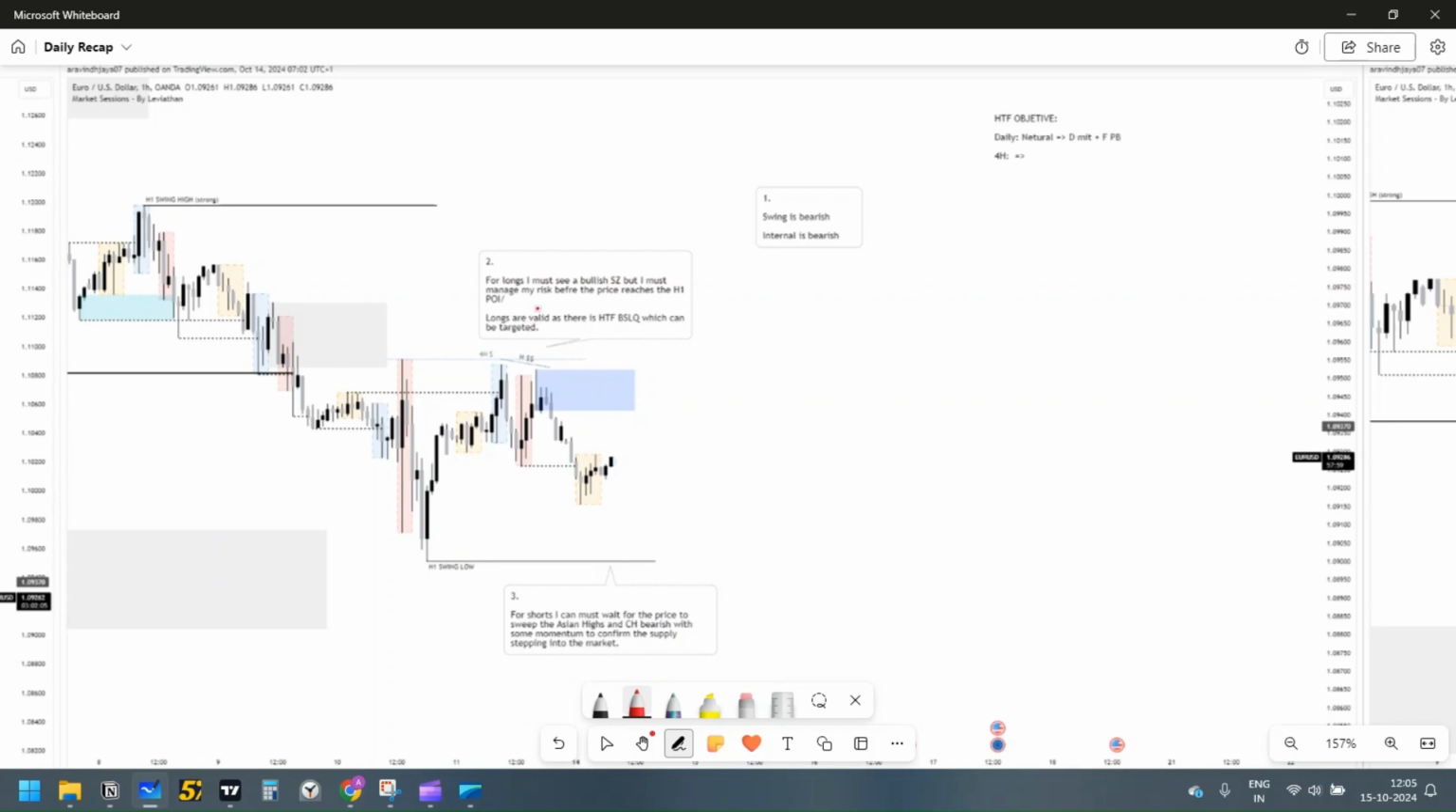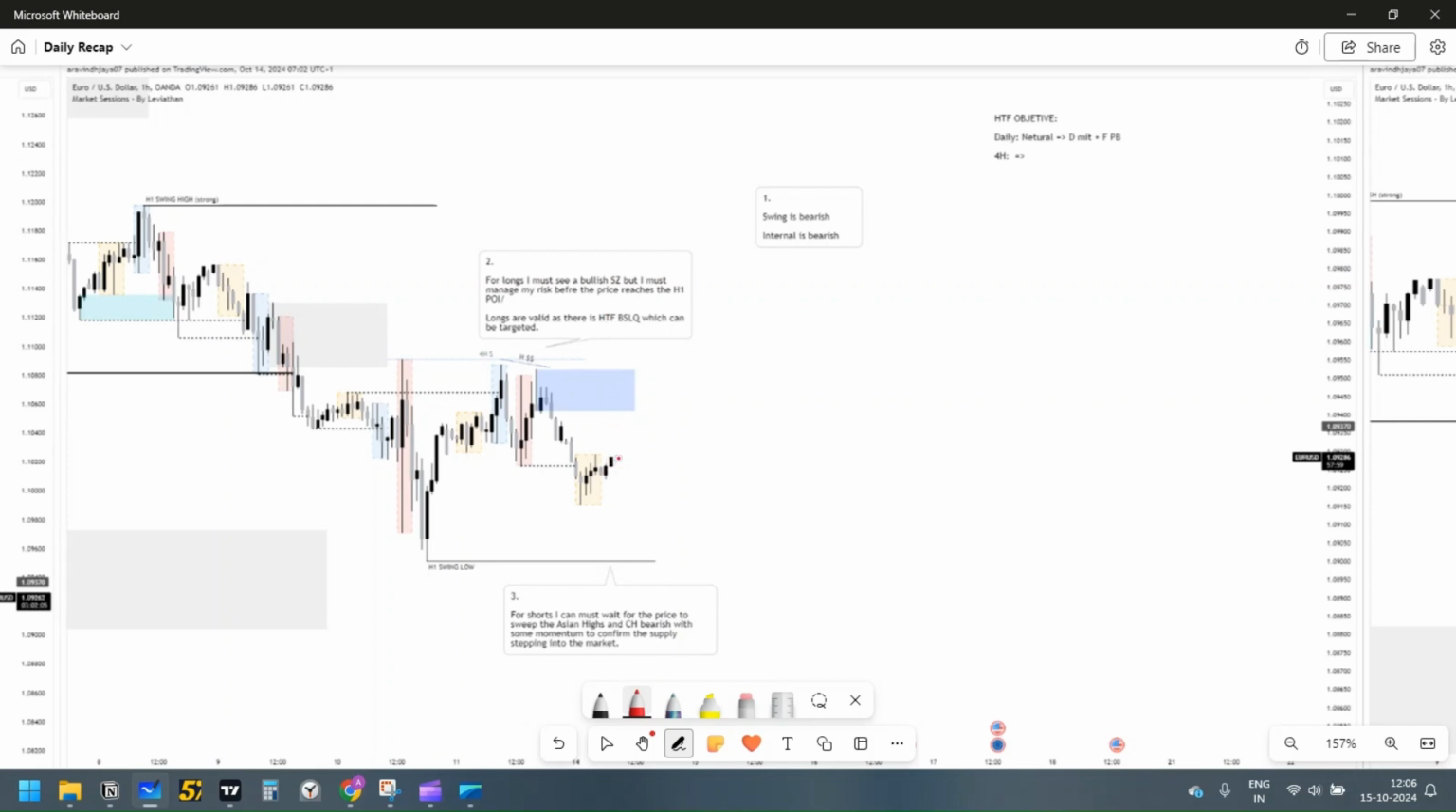So for longs, I must see a bullish strip zone, but I must manage my risk before the price reaches the H1 POI. The longs are valid as there is high time frame buy side liquidity which can be targeted. I know this is phase A, the high probability phase for shorts, but still there is some high time frame liquidity pool. So price can target that first, and then it can follow the phase A. It can go down following the phase A to take out the weak swing low.